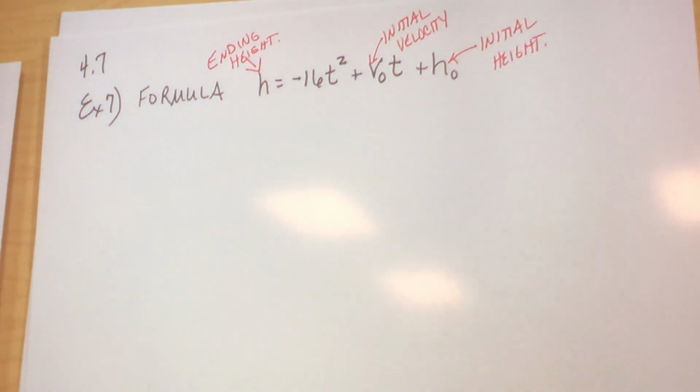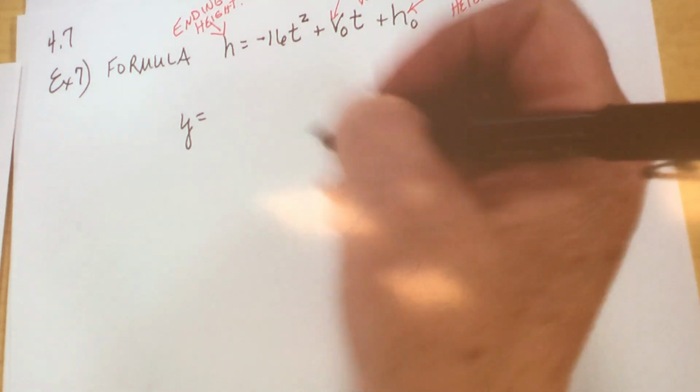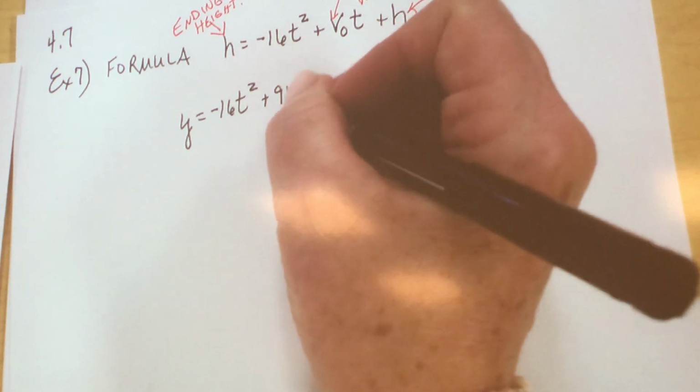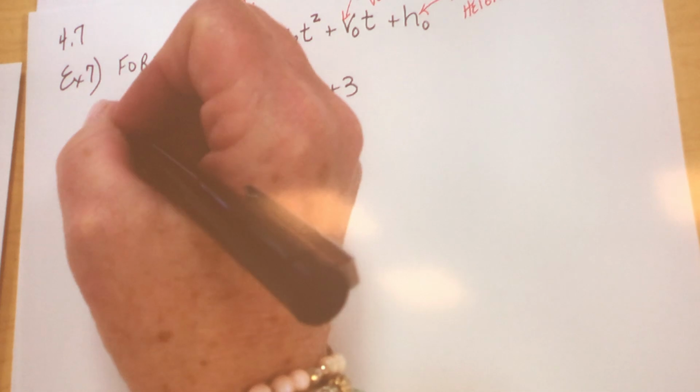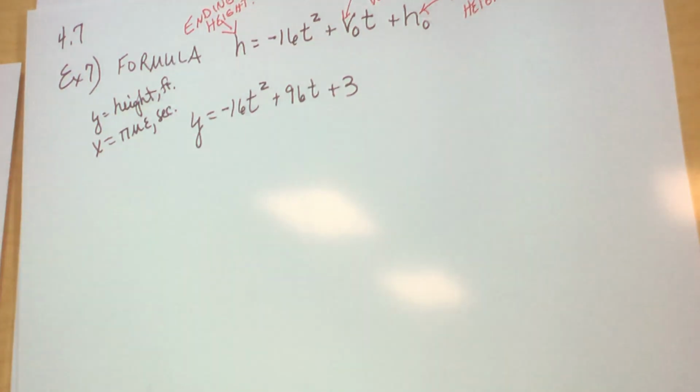All right. Now this is the problem. We're talking about a baseball. A guy hits a baseball, and it follows this path right here. Y is equal to negative 16t squared plus 96t plus 3. Y is the height, and X is my time in seconds. My height is in feet. So Y is the height in feet, and X is your time in seconds.